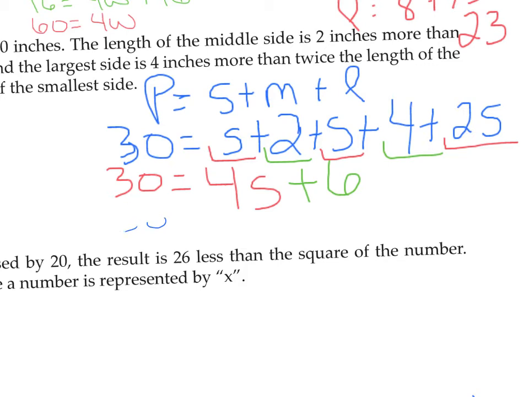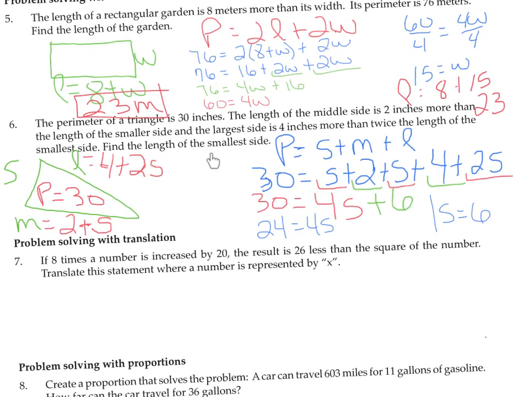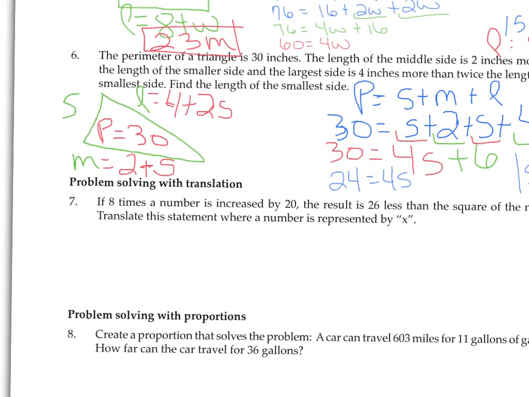Let's go ahead and start solving now. We need to subtract 6 from both sides. So we're going to have 24 equals 4S. And then when you divide both sides by 4, you end up with S equals 6. Does that answer the question? Find the length of the small side. Well, since the small side was represented by S, then yes, that does answer the question. S equals 6 inches. Let's put some inches on there.